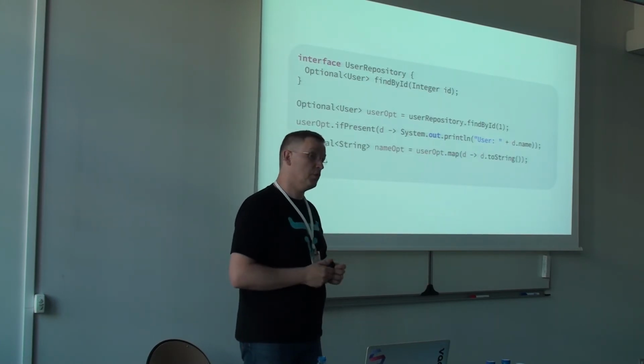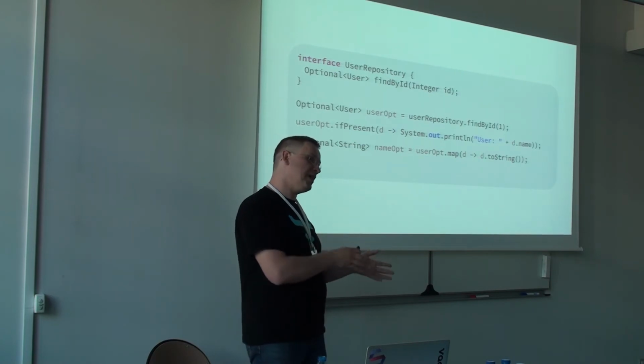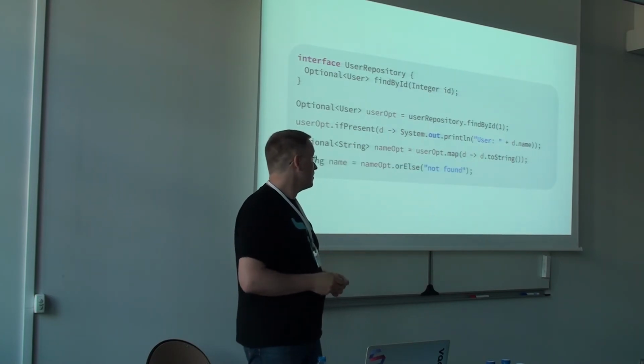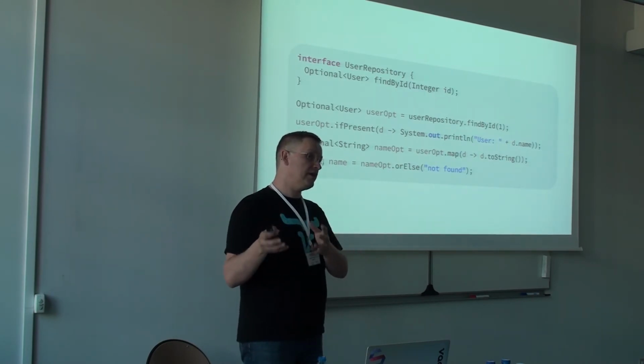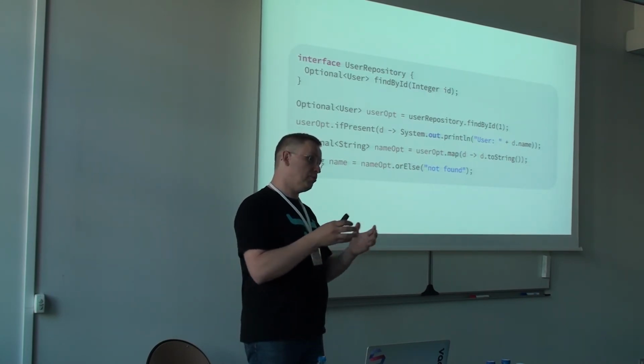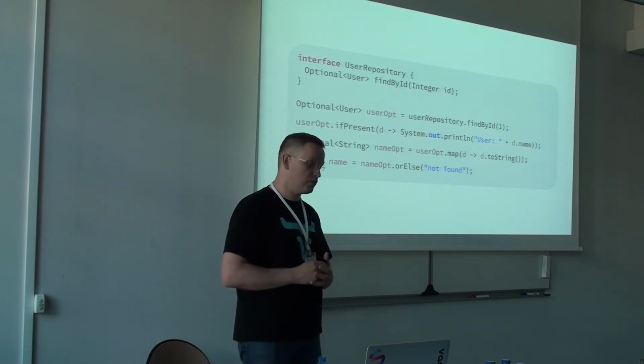We can map the optional, convert it into an optional name, let's say. And also we can use orElse to give a default value if you want to pull the value out and it doesn't exist. A really concise way to do that.